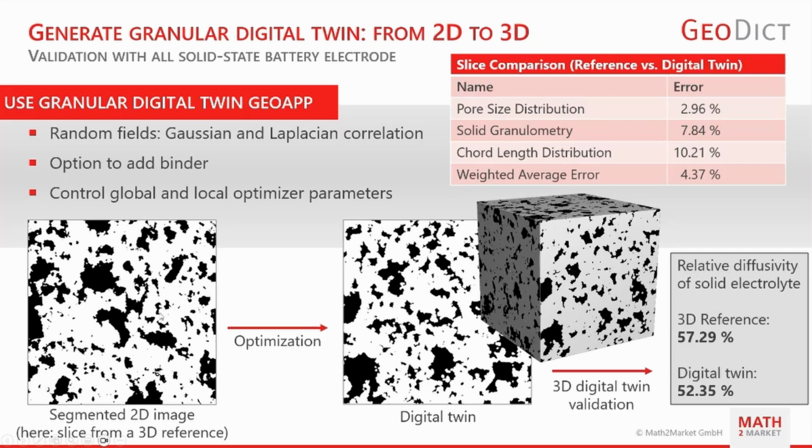You can see here in an example, this is the segmented 2D image. And then we run the app and end up with this 3D material. We then can compare the 3D with the 2D material and see how well this matches for the data that we are looking at. And this is an option that makes it possible to create digital twins for some materials where it's very hard to get 3D microCT images, but you have some SEM images available.